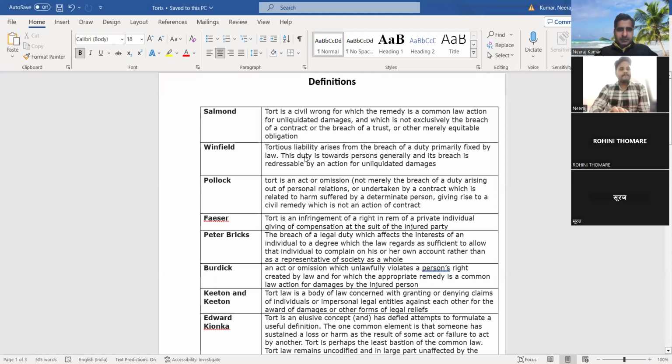Today we will start discussing torts. Since it's a new subject, we will first talk about a little bit of background, some keywords, and then what we will get throughout the subject.